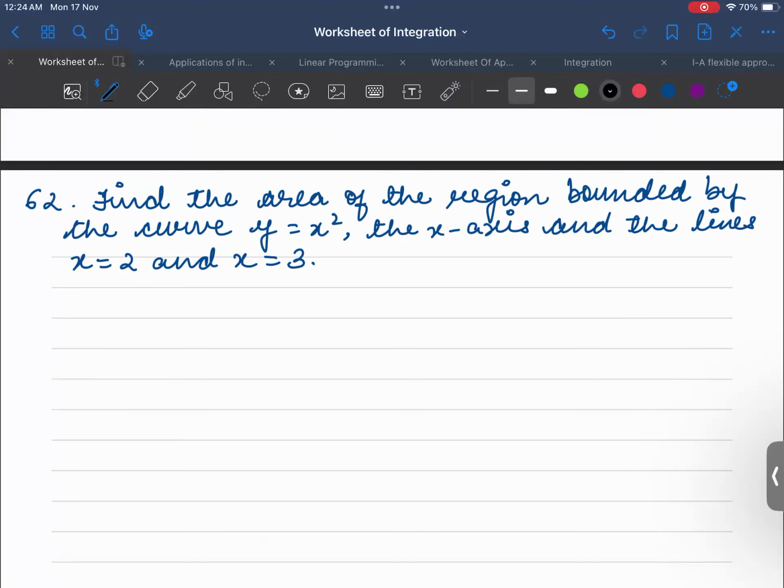Find the area of the region bounded by the curve y equals x square, the x-axis and the lines x equals 2 and x equals 3. Simple. If I draw the graph, it would be like this. It touches here at 0, and x is 2, and let this be 3. Then they're asking about this area, and this equation is x square. This is y and this is the x-axis.